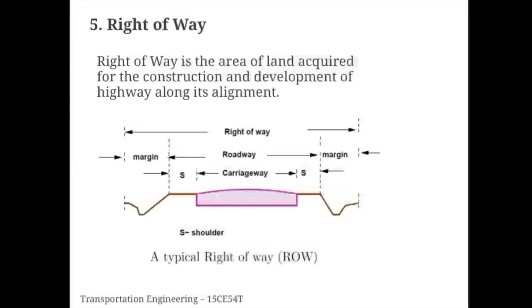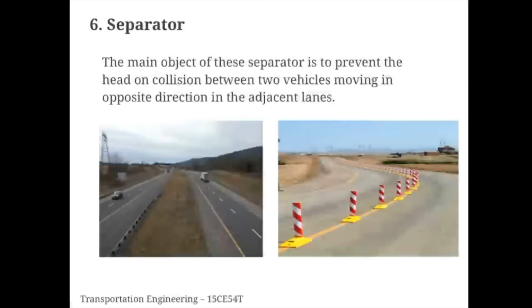It is the area of land acquired for the construction and future development of the highway along its alignment. Separator. The main object of the separator is to prevent head-on collision between two vehicles moving in opposite directions in adjacent lanes.